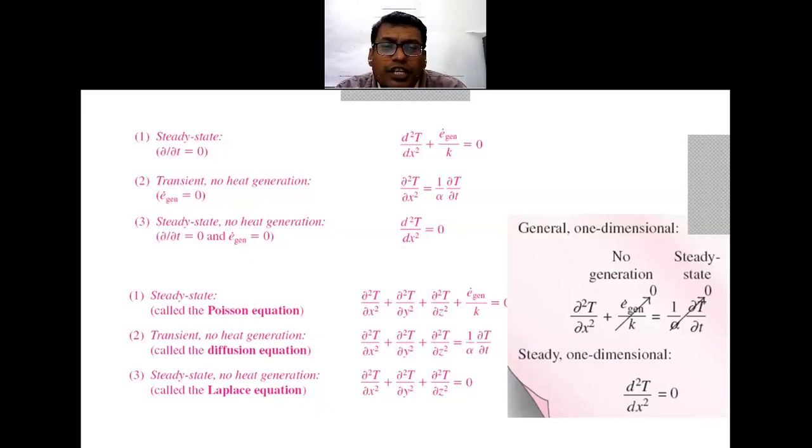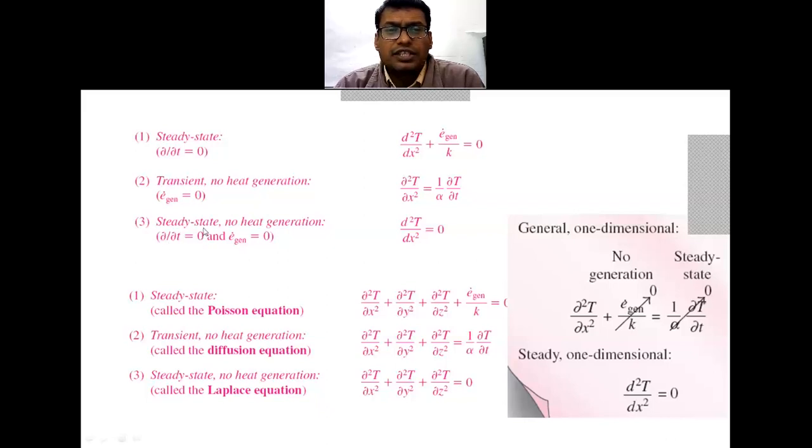Then the transient or no heat generation case. Heat generation is not there, so what remains is the diffusion term and the unsteady state term. That is called the diffusion equation. This diffusion equation is also called the Fourier equation. Fourier also gave this equation, the diffusion equation or the Fourier equation, the same equation, which incorporates the diffusion term and the unsteady state term. And the third is the Laplace equation.